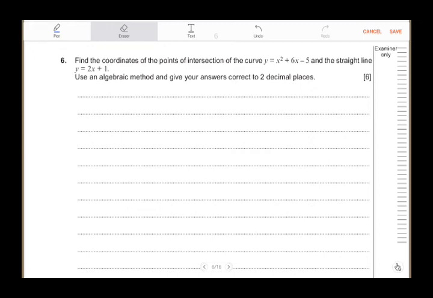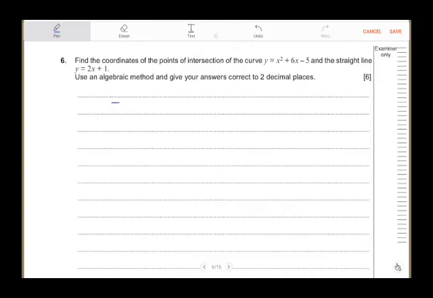Okay, this is question 6 of the WJEC Additional Maths paper 2015. This is solving a pair of simultaneous equations where one equation is a quadratic, which gives us a curve on the graph, and the other equation is linear, which gives us a straight line on the graph. And the points of intersection are obviously where the straight line crosses the curve.